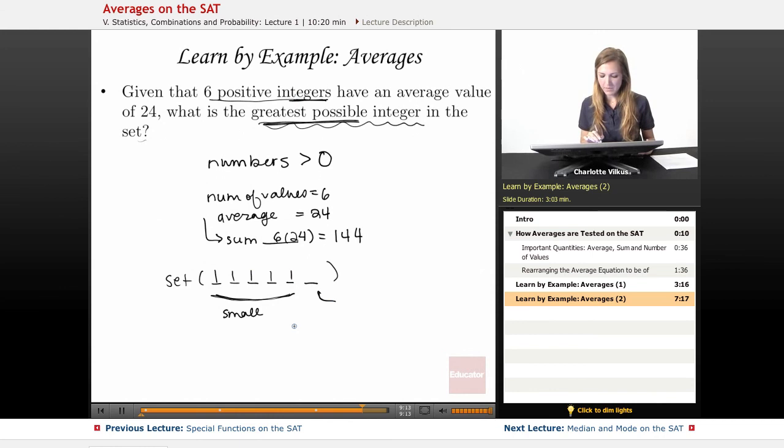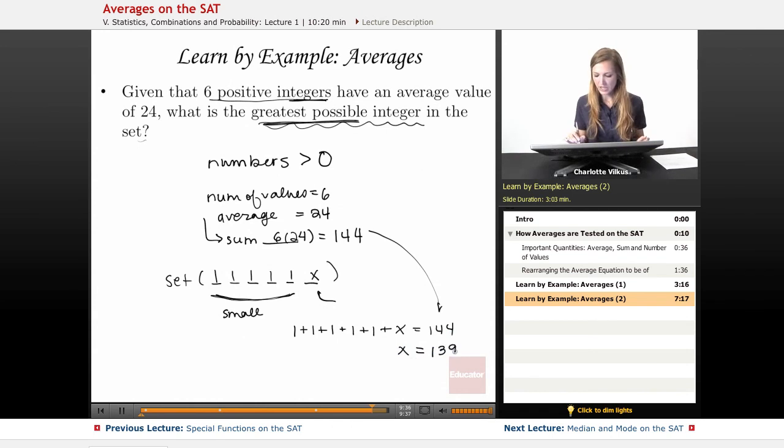Then if I was summing these, I would have 1 plus 1 plus 1 plus 1 plus 1 plus x. And x is going to be this greatest possible integer that I'm looking for, and they're all going to sum to 144. And so then I can figure out what that greatest possible integer would be, and it's going to be 139. And if you wanted to check, you could go back and make sure that was true. So the sum of the numbers would just be these 5 again, and when you divide that by 6, you would see that the average is in fact 24.